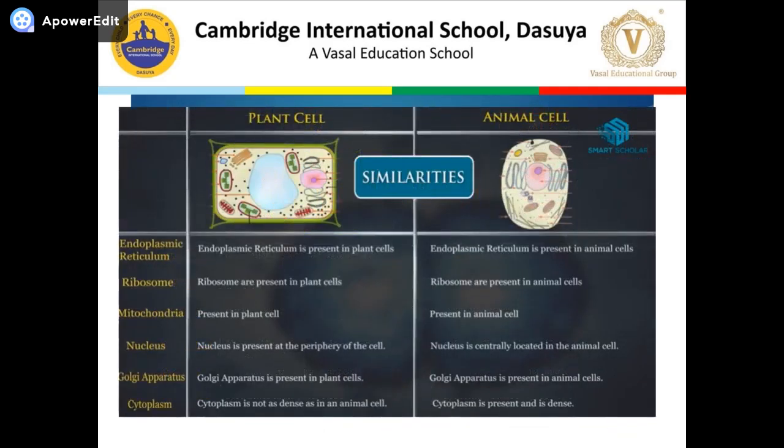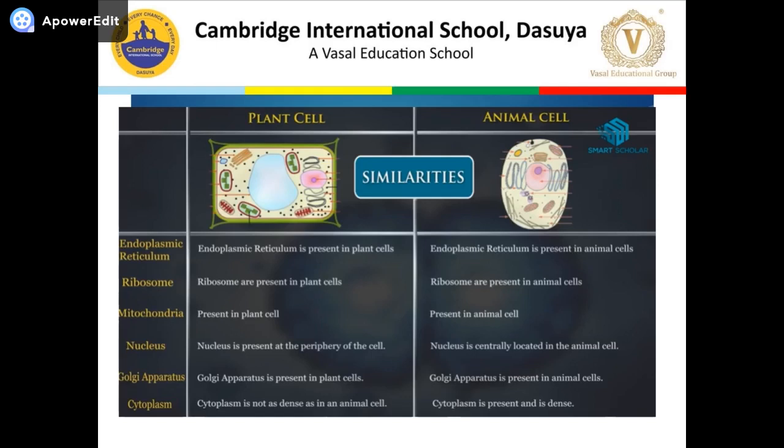Now, let's look at some similarities between plant cells and animal cells. In a plant cell, endoplasmic reticulum is present. In an animal cell, it is also present. Ribosomes are present in both plant and animal cells. Mitochondria are also present. The nucleus is present at the periphery of the cell in plants. In animals, it is present at the center.